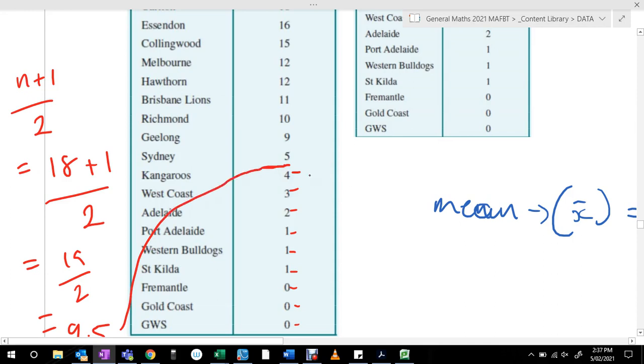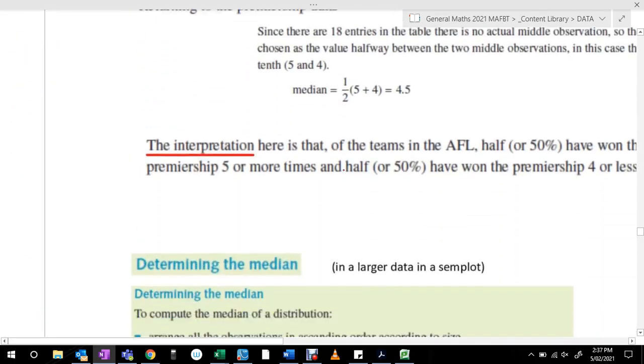Joseph, what's my median here? Oh, it's in between 4 and 5. 5 plus 4 is 9, divided by 2 is 4.5. Good. 4.5. So in the middle there is your median. Thank you. Okay, let's keep going.